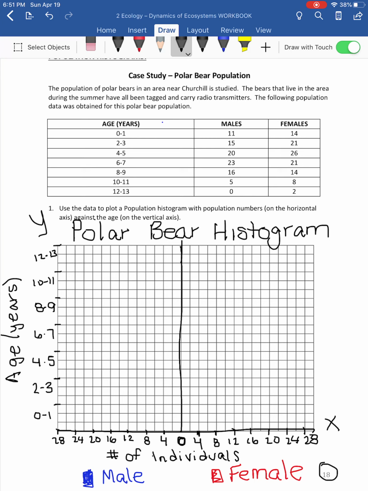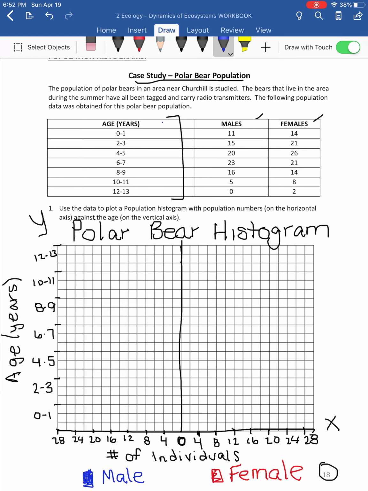So if we take a look here at what we're graphing, I'm going to read the top. It says the population of polar bears in an area near Churchill is studied. The bears that live in the area during the summer have all been tagged and carry radio transmitters. The following population data was obtained for this polar bear population. So we have polar bear age ranges from 0 to 13, and we have the breakdown of individuals for males and females. All right, so let's graph this and see what shape we get, to see if we can predict what is going to happen to the population.